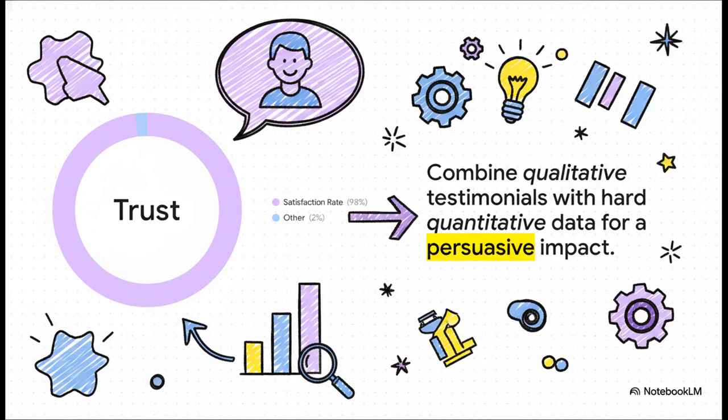Now we get to layer our proof. We take the powerful qualitative proof from that testimonial and we immediately follow it up with hard quantitative proof, a 98% satisfaction rate. Combining a personal story with a hard statistic like that is an incredibly persuasive 1-2 punch.